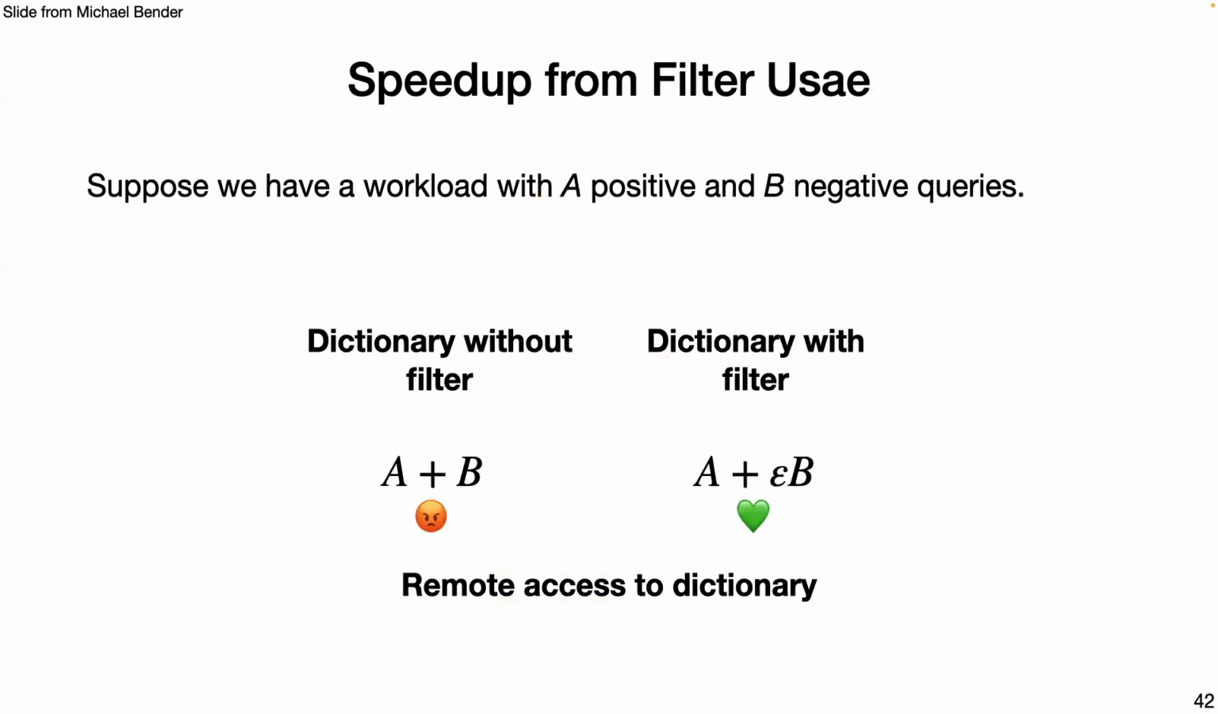Suppose that we have this workload with A positive and B negative queries. I think these are flipped actually. No, this is right. If you have a dictionary level filter, you would have to access it A plus B. If you have a level filter, then you have to access it A plus epsilon B, because epsilon B is the false positive rate.